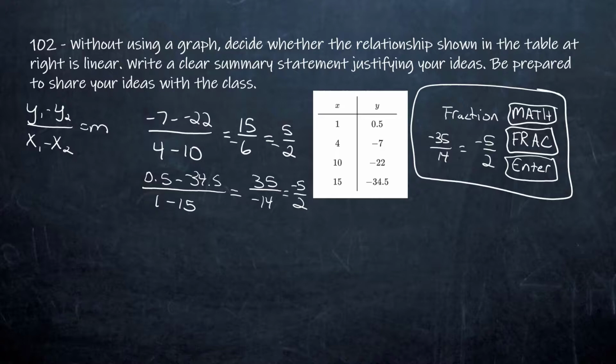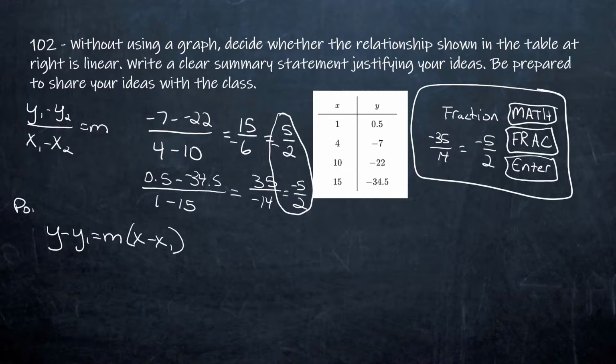I have now shown that they both have the same slope, so I'm pretty sure that I have a linear situation. So what I'm going to go ahead and do is try to come up with my actual equation. I'm going to say y minus y1 equals m, which is our slope, times x minus x1. This is called point slope form, because as long as you have the slope and you have a point, you can come up with an equation.